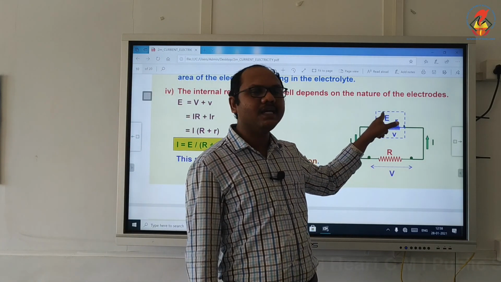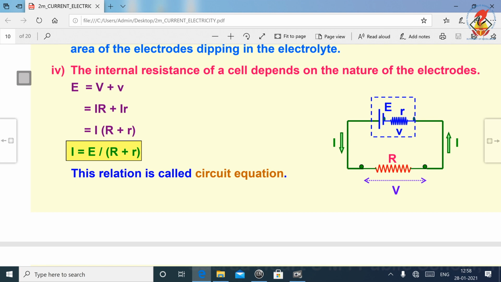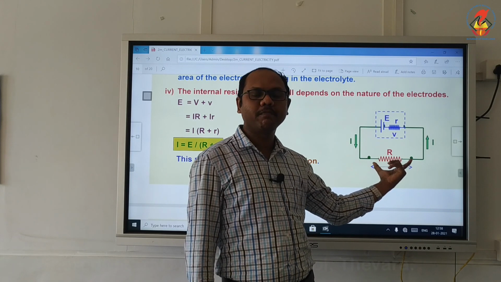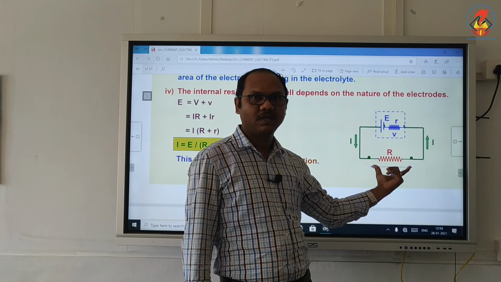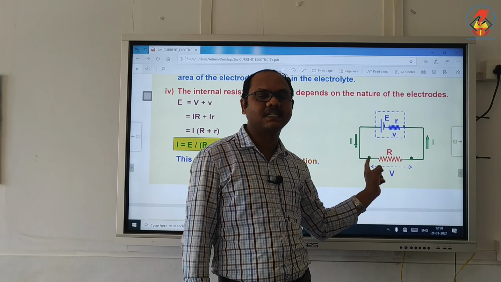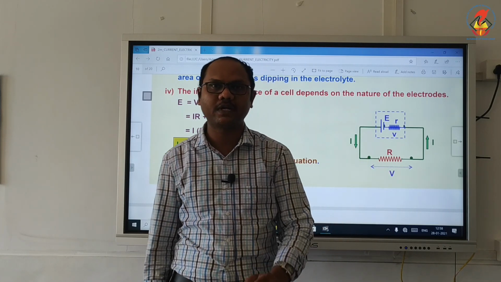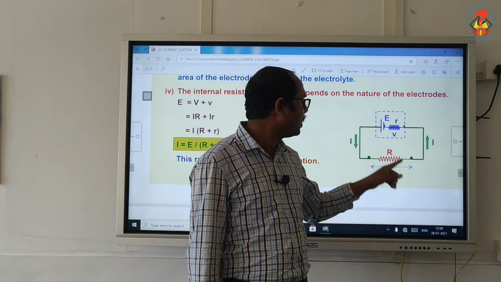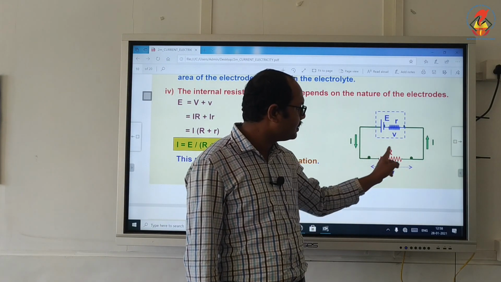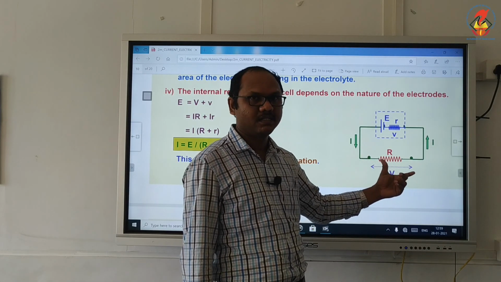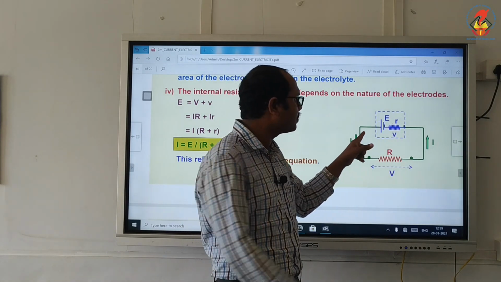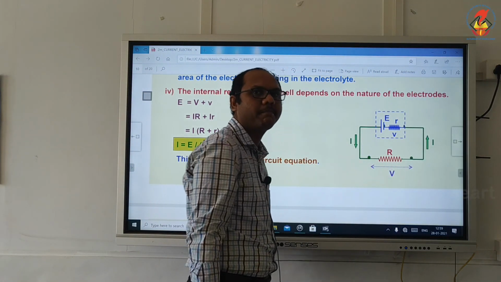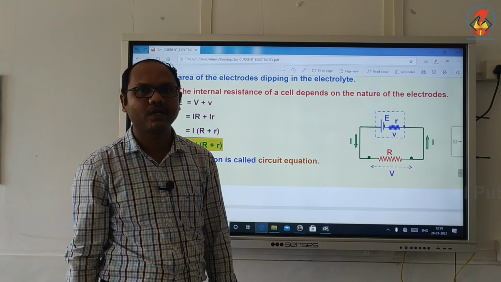So, this E is actually the EMF of the cell, and when the current is drawn from the cell, the voltage drop across the resistor is called terminal potential difference. When the current is flowing out through the cell, the voltage drop across the resistor or the voltage drop across the cell, across the cell means this, across the resistor means this, these both are same only. That is called terminal potential difference.